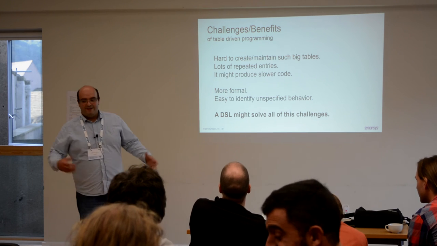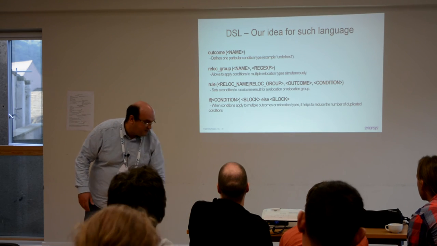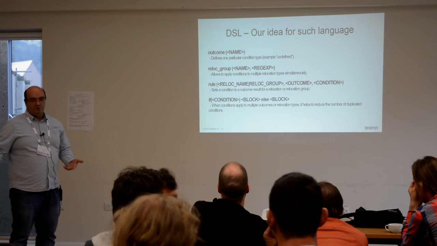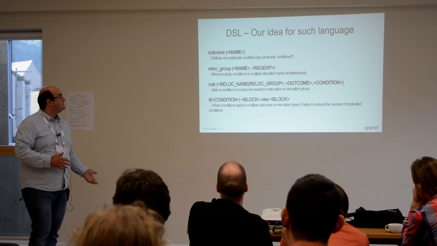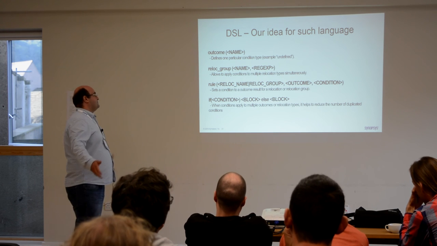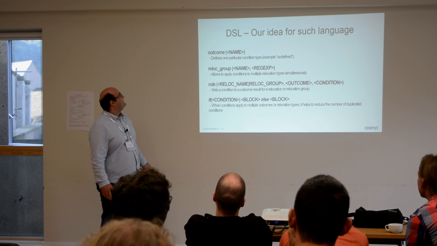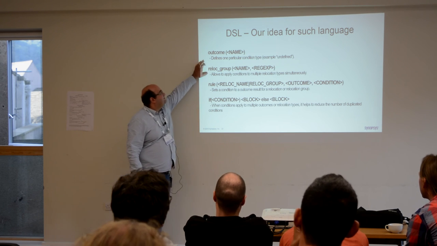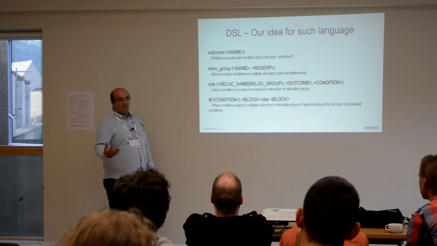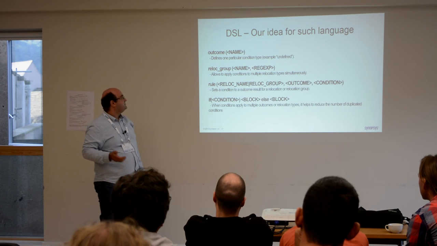So the base of the idea was that a specific language to describe this table would make sense, and it should be processed firsthand before you actually compile the linker. So I came up with three keywords plus if conditions. Basically, the outcome keyword allows you to define what type of thing you want to check. So it will be a column in the table.